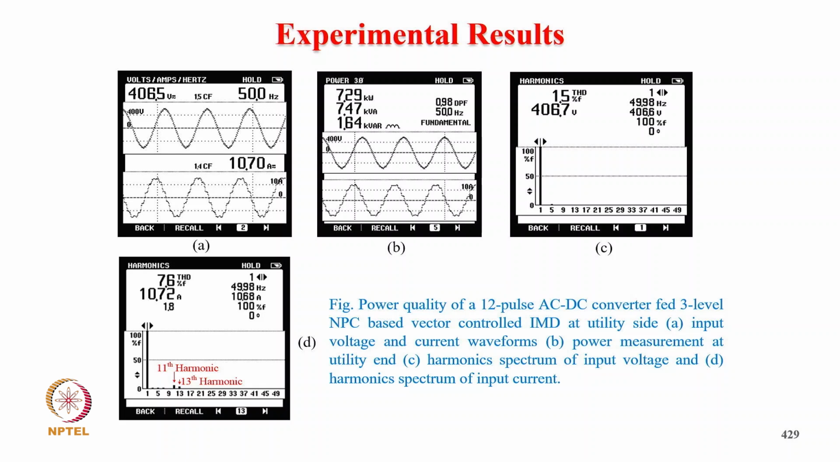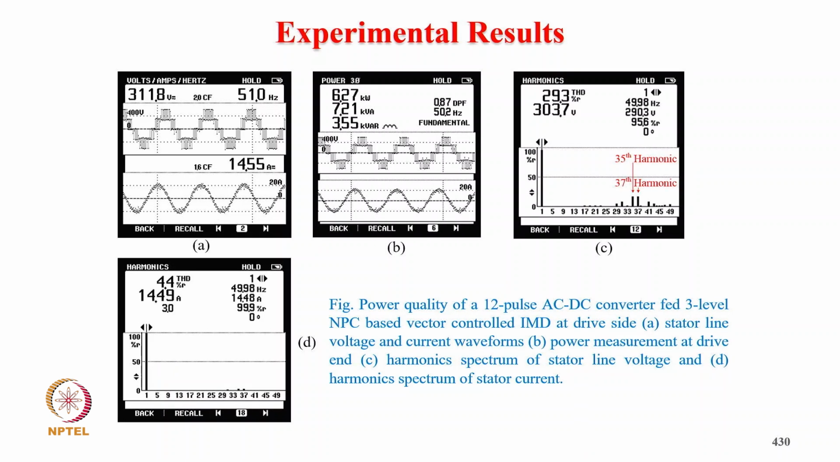So here you can see that typically the supply current THD is 7.6% with power factor also 0.98. And this is the case when you have a THD of 4.4% for motor current, 4.4% THD, and motor voltage 29.3%. Typically the motor voltage THD is about 6.2, this 29%.